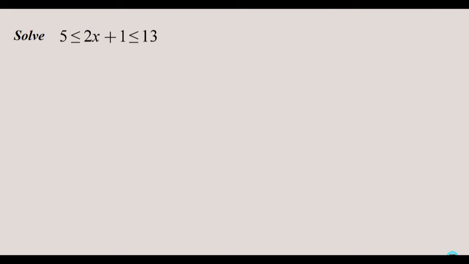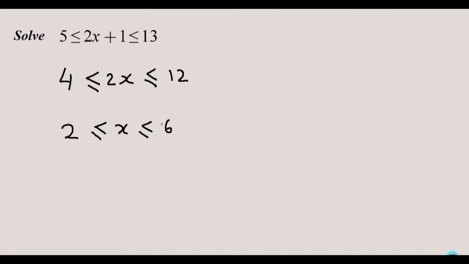Now let's consider this double inequality. It tells us that 2x plus 1 lies between 5 and 13 inclusive. The way to solve this is to subtract 1 from the 3 components of the inequality. So this gives us 4 is less than or equal to 2x, which is less than or equal to 12. Then dividing by 2 gives me 2 is less than or equal to x, which is less than or equal to 6.